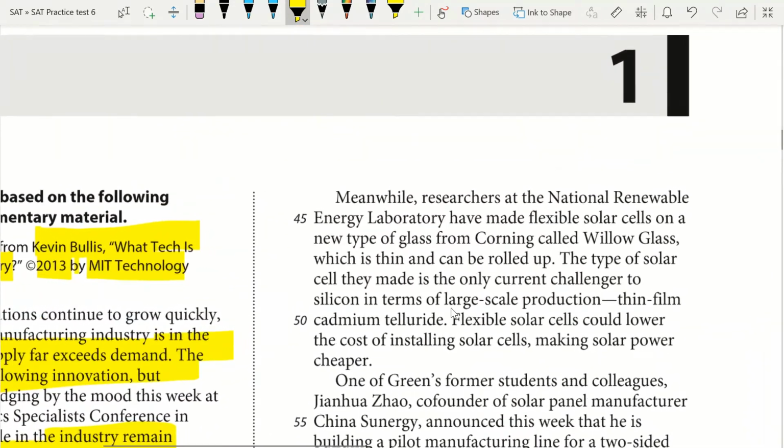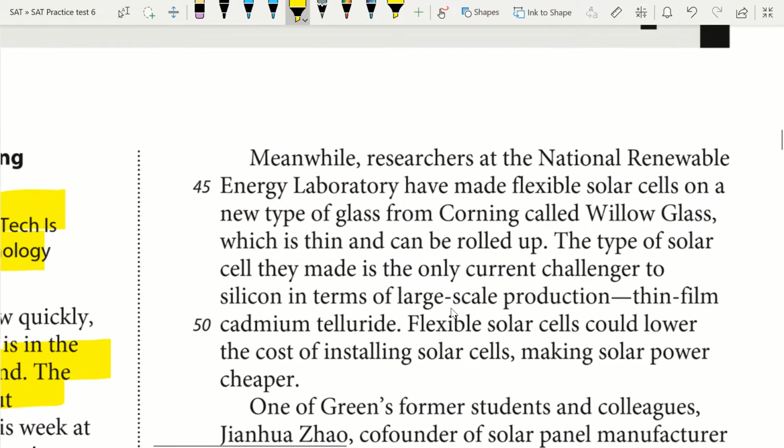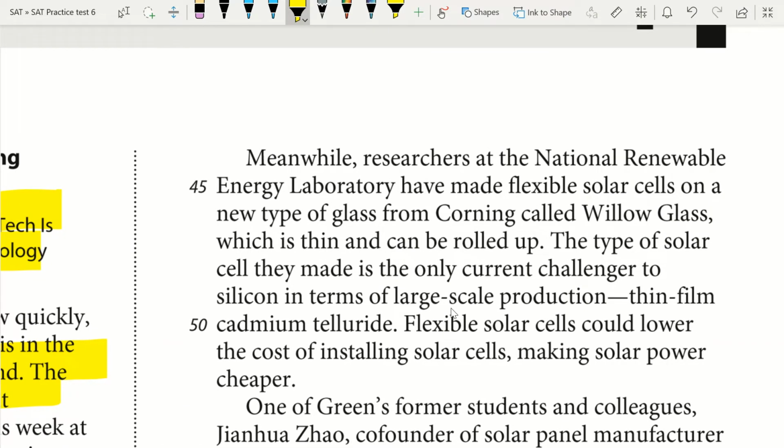Meanwhile, researchers at the National Renewable Energy Laboratory have made flexible solar cells on a new type of glass from Corning called willow glass, which is thin and can be rolled up. This type of solar cell they made is the only current challenger to silicon in terms of large-scale production: thin film cadmium telluride. Flexible solar cells could lower the cost of installing solar cells, making solar power cheaper.